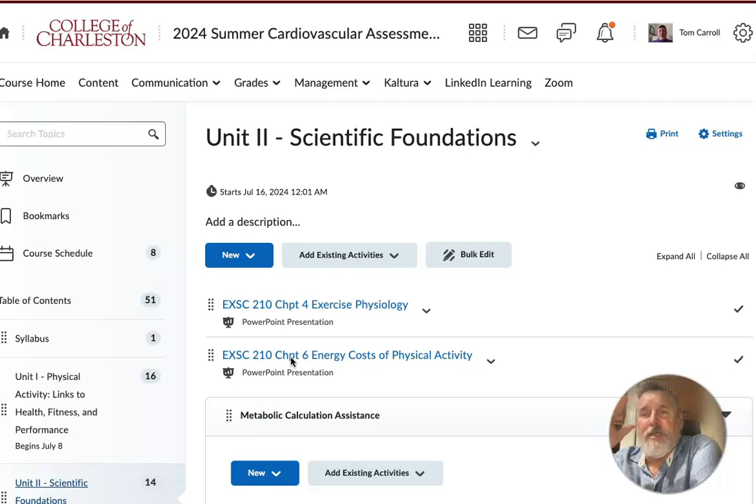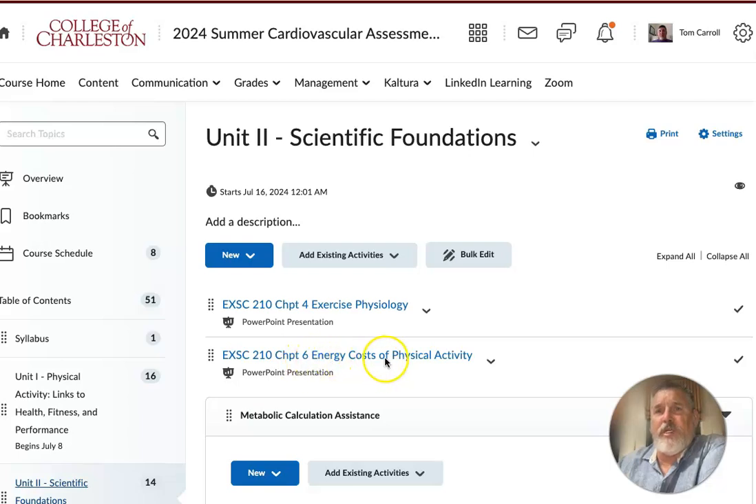Test 1 is chapters 1 and 2, which we just covered, and not as much on chapter 2 since you took 2 quizzes on that. And then chapter 4, the significant portion of test 1 is from chapter 4, exercise physiology. It is a super interesting chapter. I love it. I have a master's in exercise physiology, so I really love this stuff.